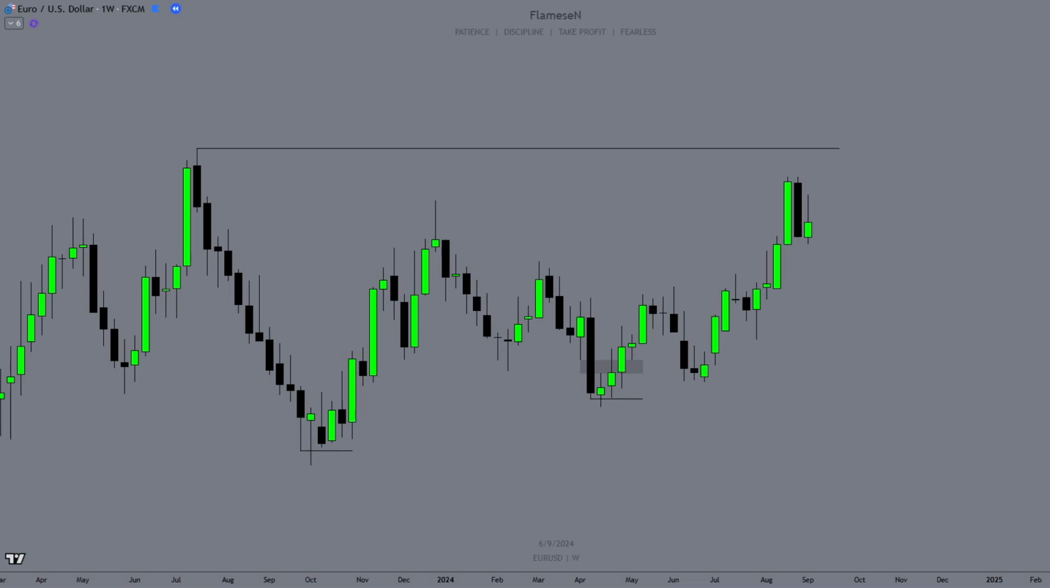As ICT or CRT traders, we have three main objectives. First, we need to determine the high time frame draw on liquidity. Second, we must build a narrative. Third, we must position ourselves towards the high time frame draw on liquidity, which we achieve by taking a trade after it has been purged.